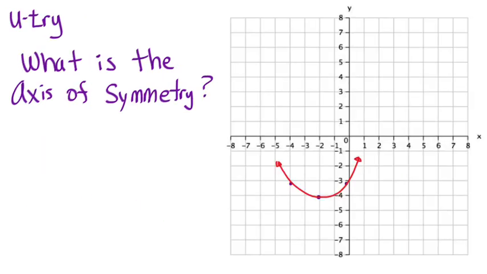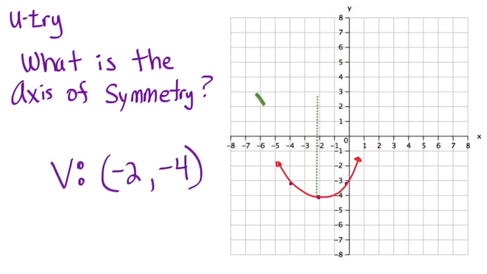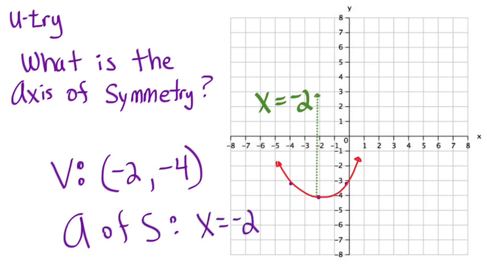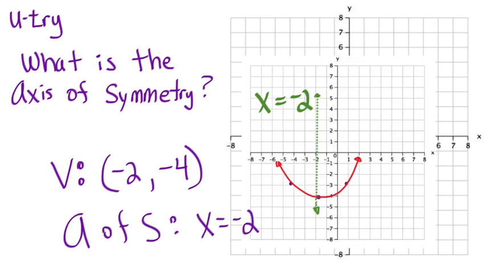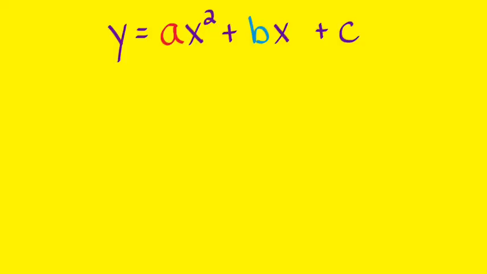So what again is the axis of symmetry? Go ahead and do this U-try and check it out. Let's see how you did. So yes, the vertex is that point at the bottom, which is -2, 4, and the axis of symmetry is -2. Great.